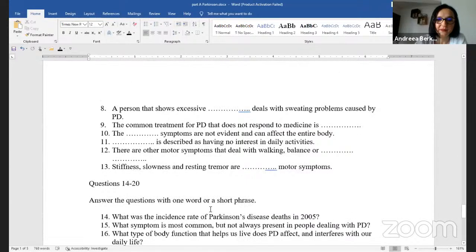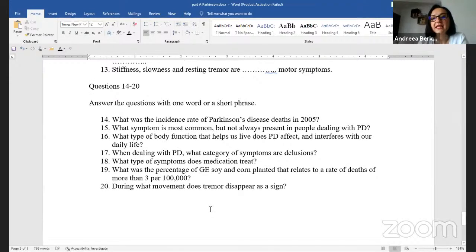Question 16. What type of body function that helps us live does PD affect and interferes with your daily life? Okay, this is a large question. So you will have to sort of split it into sections a little bit to be able to understand it, to be able to remember what the question asked of you. So we talk about a type of body function. This is a body function that definitely is very important to you because it helps you live. You can't live without this body function. This body function is affected by Parkinson's disease. And if it is affected, then it interferes with your daily life, meaning that you cannot really go on with your life properly. So which text do you think I'm going to show you?